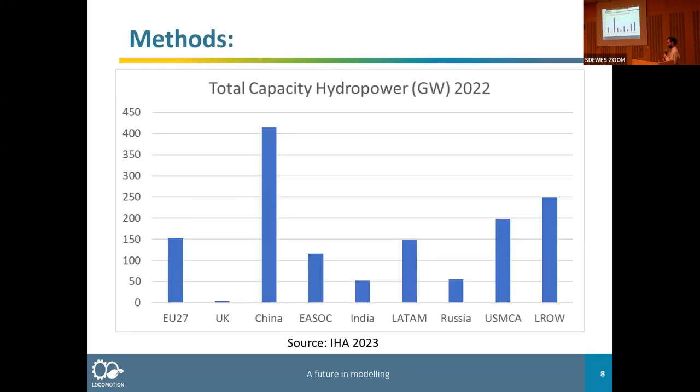So again, this is the total hydropower capacity in gigawatts for the 9 regions. For the people who don't know the regions, we have here the European Union, the United Kingdom, China, Eastern Asia and Oceania, India, Latin America, Russia, United States, Mexico and Canada, and the rest of the world. We can see that total hydropower capacity is higher by far in China, with around 400 gigawatts installed. After that, we have the rest of the world with around 250. After that, the United States, Mexico, and Canada, Latin America, then also the European Union with 150, Russia and India, and finally the UK with only almost five gigawatts installed.